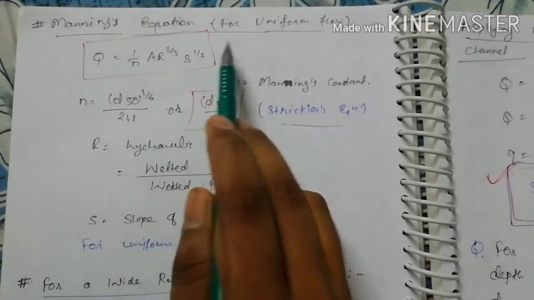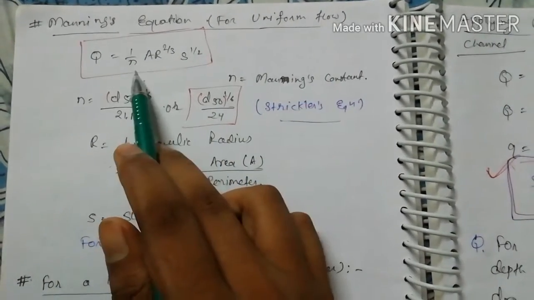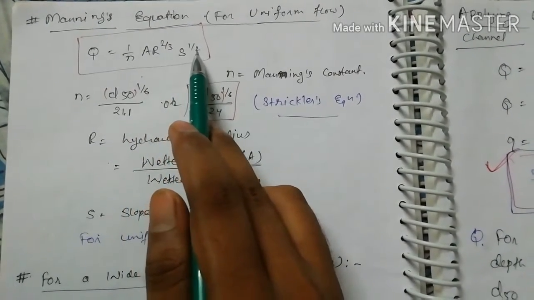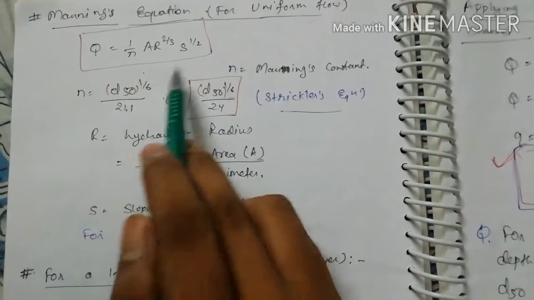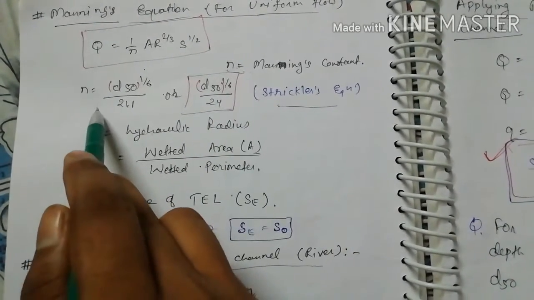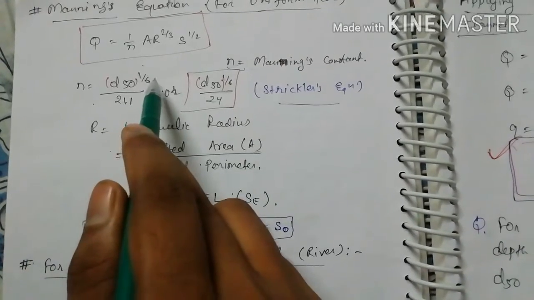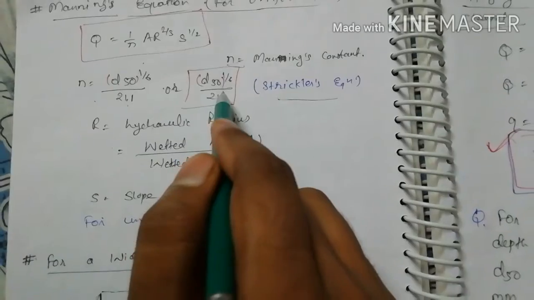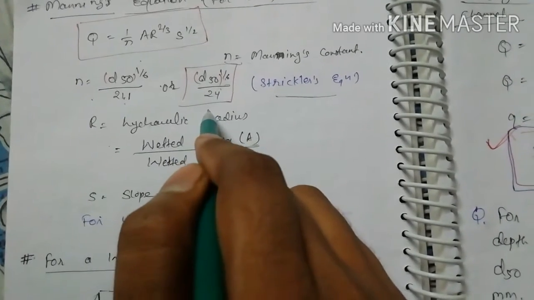मैनिंग्स इक्वेशन फॉर यूनिफॉर्म फ्लो: Q is equal to 1 by n A R to the power 2 by 3 S to the power 1 by 2. Now where n is Manning's constant and n is equal to d50 to the power 1 by 6 by 21.1 or d50 to the power 1 by 6 by 24.